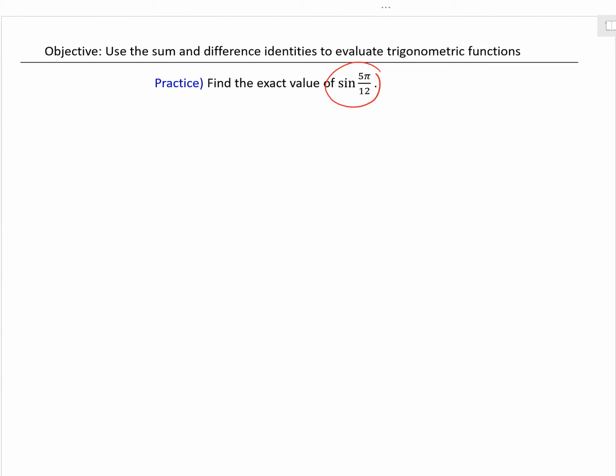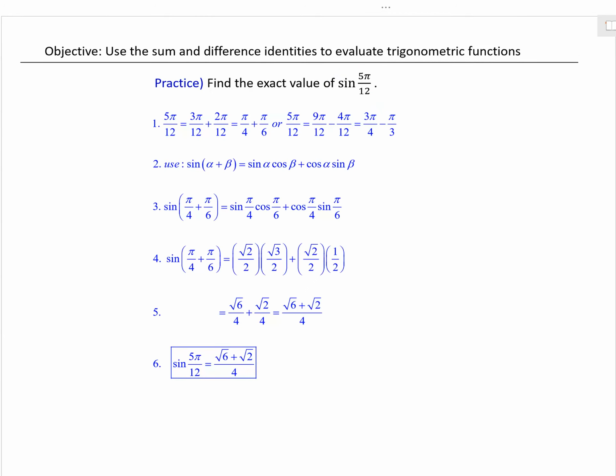Let's take a look at it. So in this case, a couple of options at least. This one gives you a sum of 3 pi 12ths and 2 pi 12ths, which reduce to pi fourths and pi 6, which are unit circle angles. Also, though, this is a difference, the 9 pi 12ths minus 4 pi 12ths. 9 pi 12ths gives you 3 pi fourths, and 4 pi 12ths gives you pi thirds, which are unit circle angles.